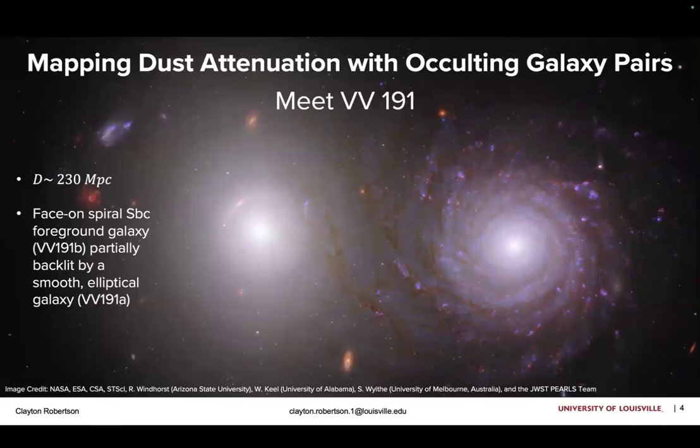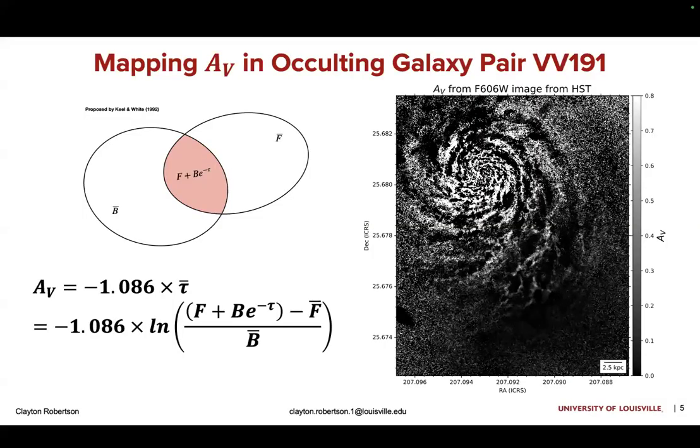And so how do we calculate attenuation? Well, attenuation is calculated from the overlap. Let me back up again, I'm getting ahead of myself. The background galaxy by itself, we call that B bar. F bar and B bar are the estimates of the flux contribution by the foreground and background galaxies, respectively. And inside the parentheses right here is the transmission.